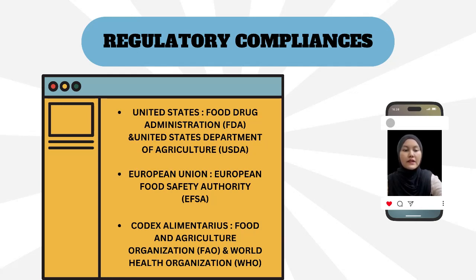Number 3. Codex Alimentarius. The Codex Alimentarius Commission, established by the Food and Agriculture Organization (FAO) and the World Health Organization (WHO), develops international food standards, guidelines, and codes of practice. The Codex Alimentarius includes guidelines for the use of food additives, including preservatives, in various food categories, including meat products.